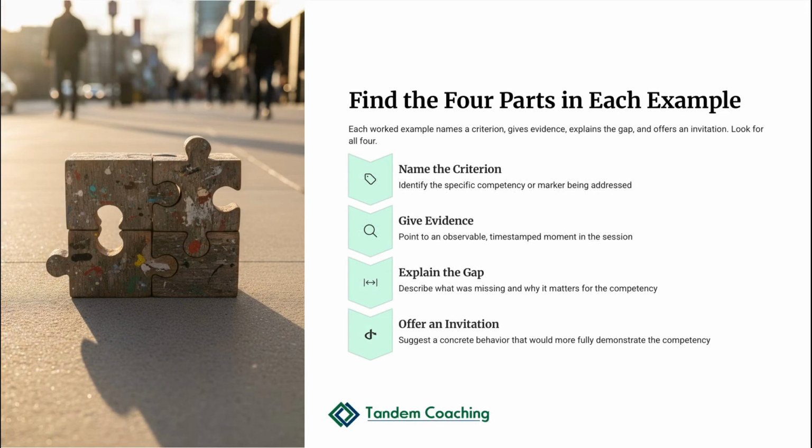Here is the lens to carry through all three examples. Look for where the writer names the criterion, the specific competency or marker. Look for the evidence, an observable, time-stamped moment from the session. Look for the explanation of the gap, what was missing, and why it matters for that competency. And look for the invitation, a concrete behavior that would more fully demonstrate the skill.